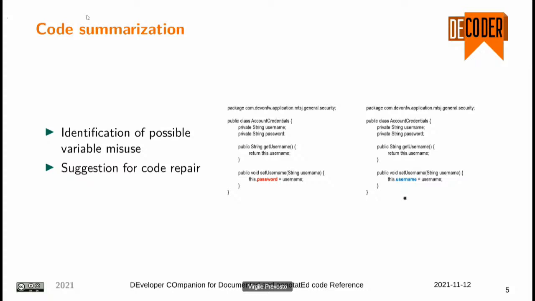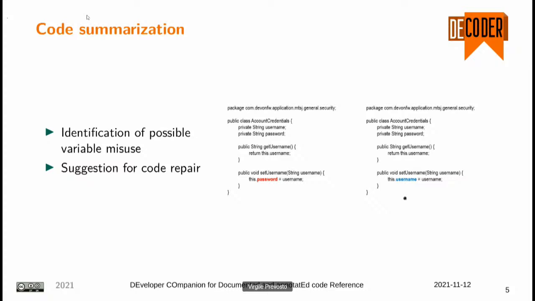So this was all for the general platform. Now I will focus on a few of the tools that have been developed within Decoder. The first one is a code summarization tool, which tries to extract the appropriate information from the code. Its main use so far is to try to identify possible misuse of a variable or of a field name, in the case that is displayed on the right of the slide, and provide a suggestion for what the tool thinks would be a fix of the identified problem.